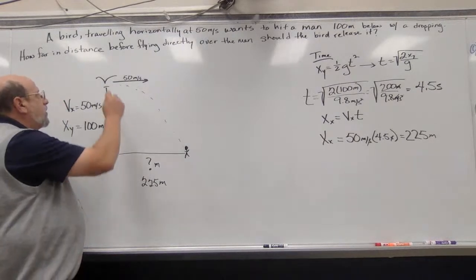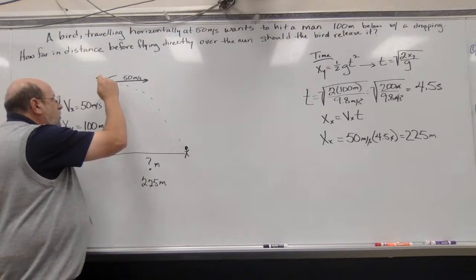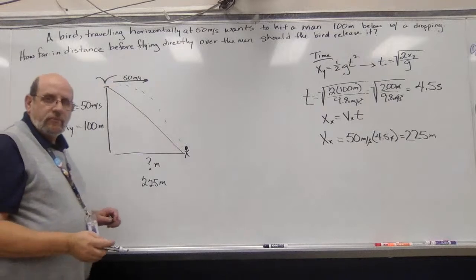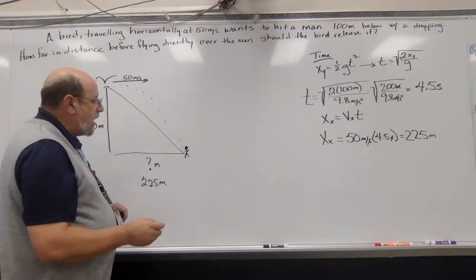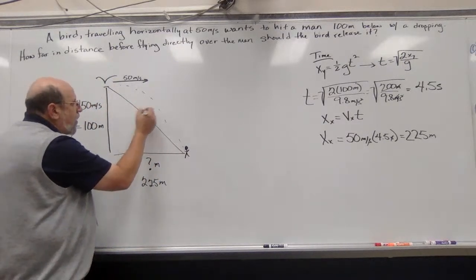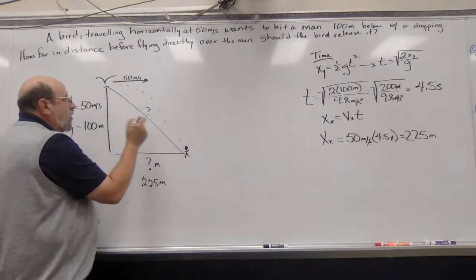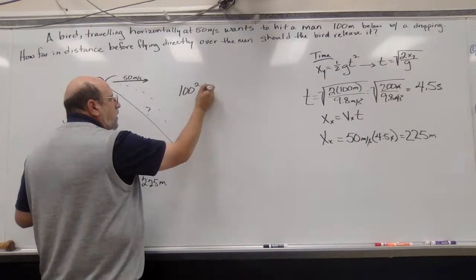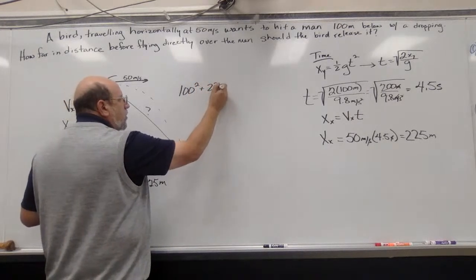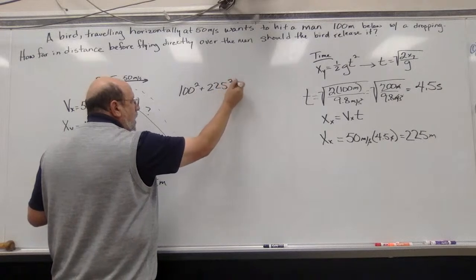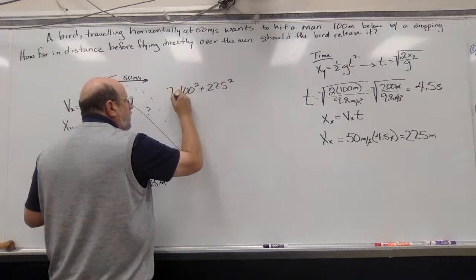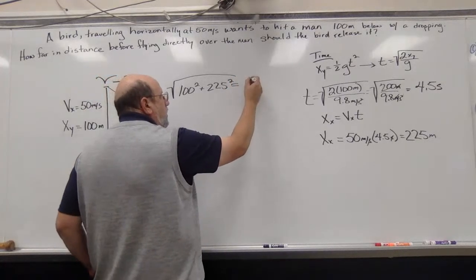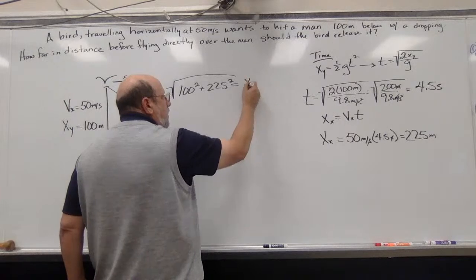Now, if we wanted to know the actual distance from here to here, we could use the Pythagorean theorem. And we could say, okay, exactly how far does this need to be? Well, we could do 100 squared plus 225 squared. Take the square root, and that will give us that distance.